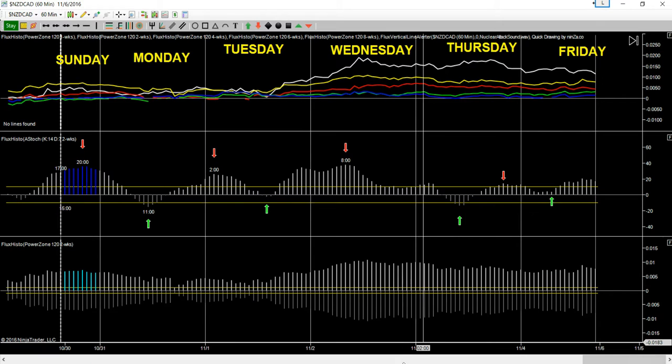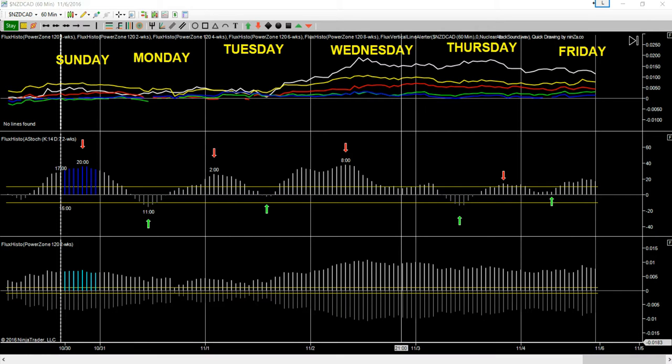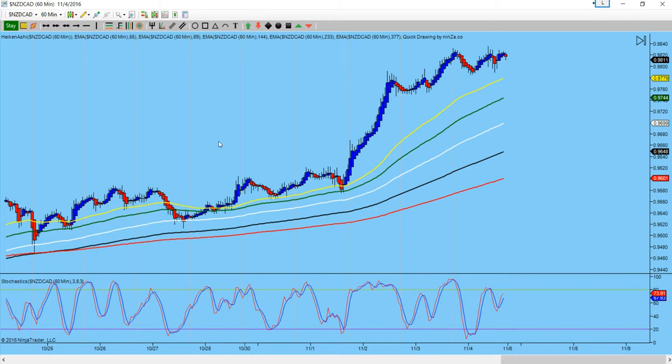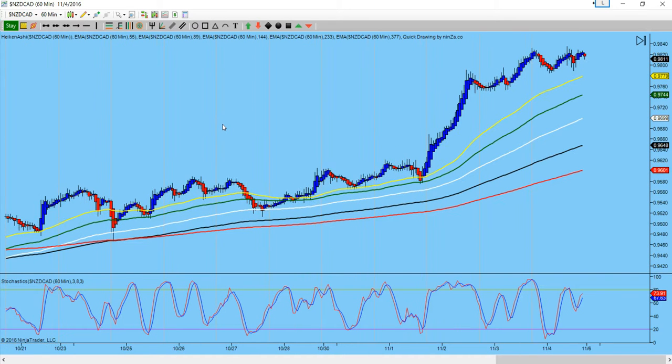So let's look at the chart. But remember, when I look at the power zone, I want to see the same thing happening on the chart. Okay, so let's go over to the New Zealand Canadian right here. Oops, sorry, traders. And here's the New Zealand Canadian. Same deal. When I go to the 60-minute, I want to make sure that the chart is doing what it's supposed to be doing.